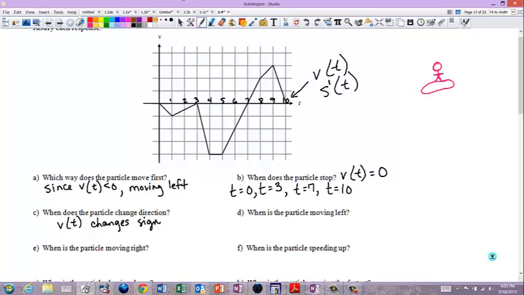Where does the velocity change sign? Well, it's negative, negative, negative, negative, negative, and right here at 7 it changes, now it's positive. So the velocity changes sign at t equals 7.